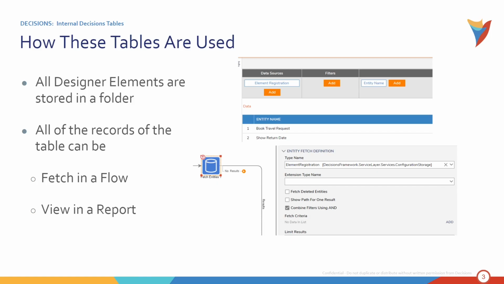Also, because they are database tables, you can use things like a fetch entity step or use a create data step. And what you can do is you can create variables of that data type of element registration or entity folder. And you can fetch those and you can say, hey, I want to get all the designer elements that Jared created. And that's just referencing this internal decisions data type called element registration.